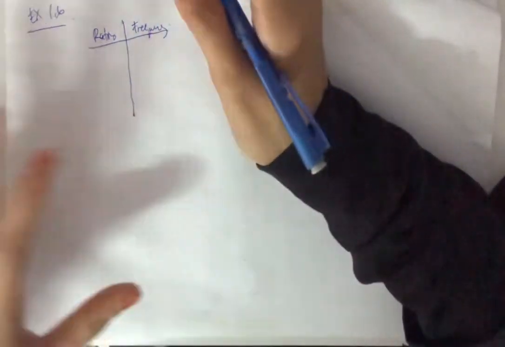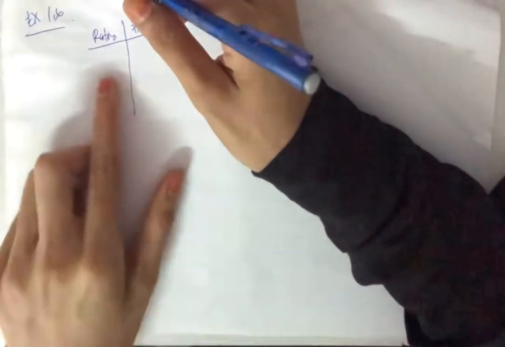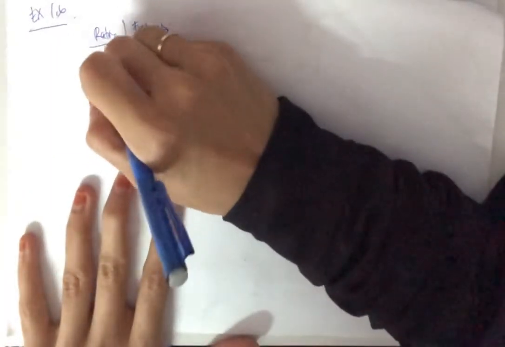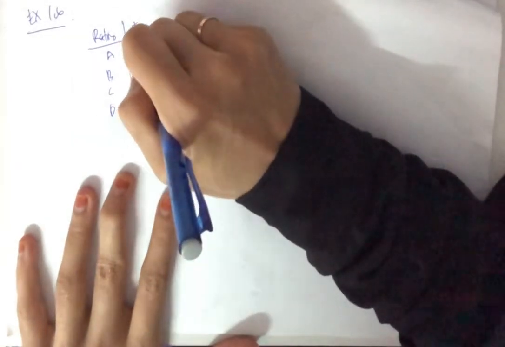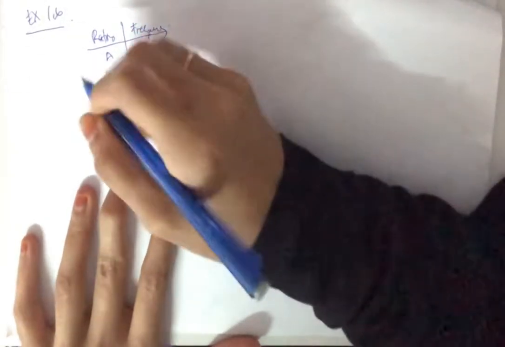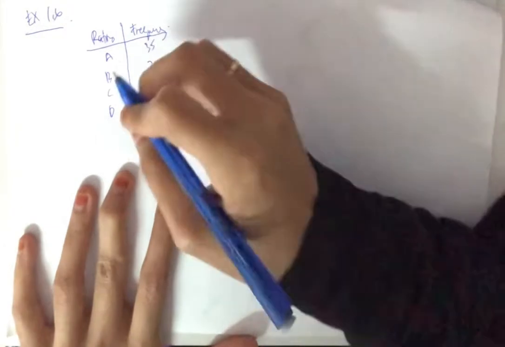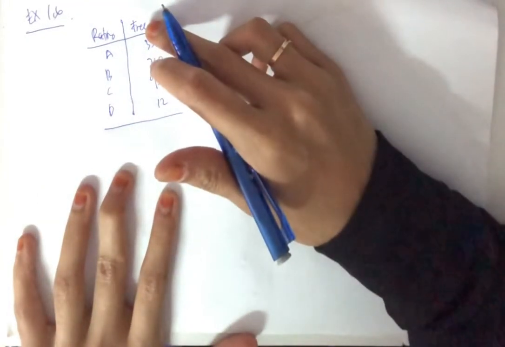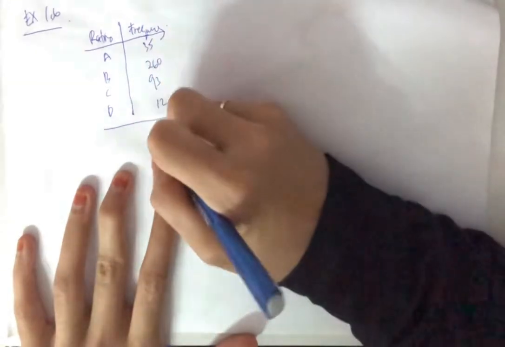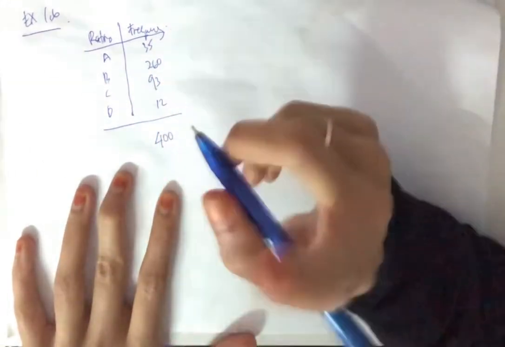My bad, my handwriting is a bit ugly. Alright, so the rating here is A, B, C, D, and the frequency. For A it is 35, for B it is 260, for C it is 93, and for D. So what's the total here? You get the total here is 400. It is already mentioned in the question actually.